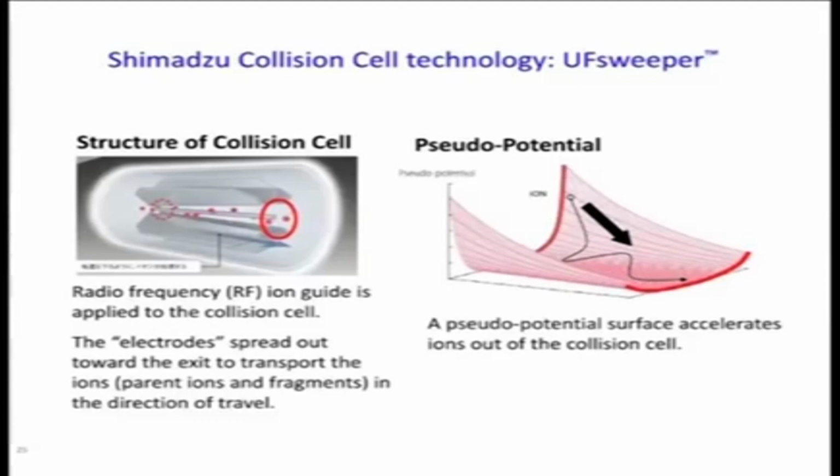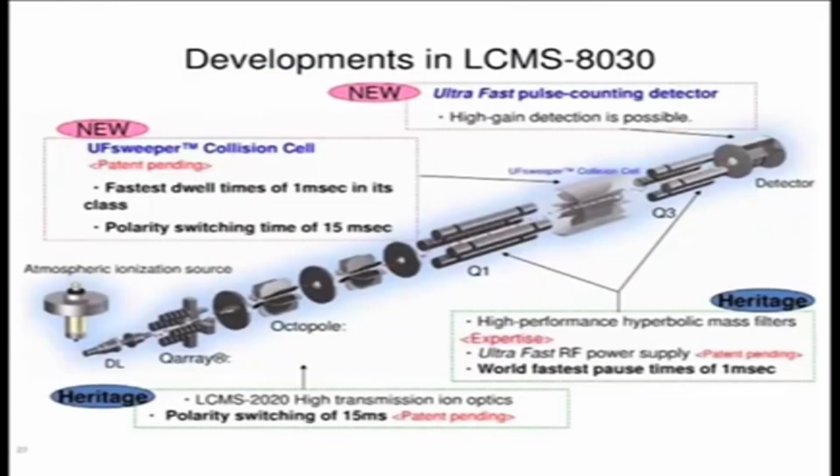In the UF sweeper, there is this type of alignment of the collision cell. What happens? It provides a pseudo potential. In pseudo potential, what will happen? Generally, when ions get fragmented in the second quadrupole, the ions move slowly this way. It follows the longest pathway. But when you apply the pseudo potential, the ions sweep out very easily from the second quadrupole. What will happen? You will not get the crosstalk effect. Okay, this technique is very helpful to reduce the crosstalk effect when you deal with multiple MRM events.